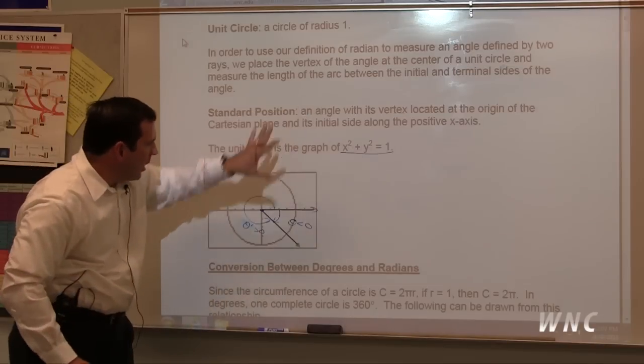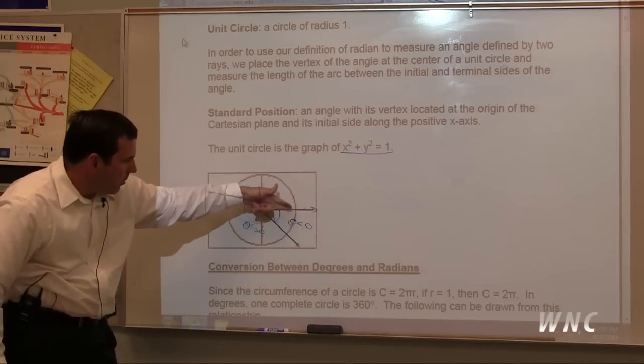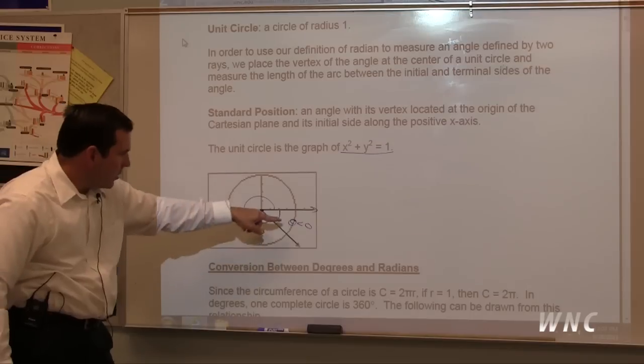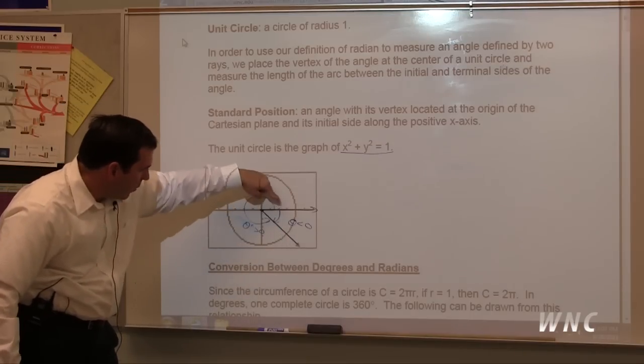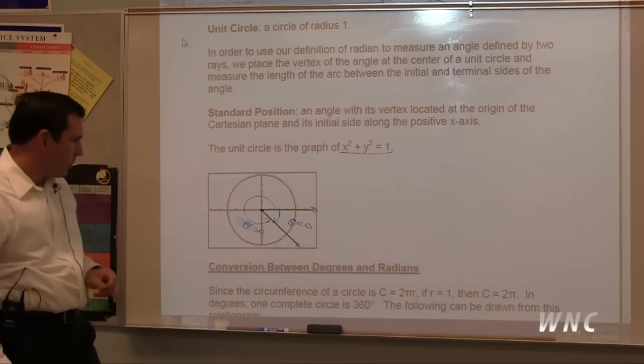But we could take our angles and put them on the unit circle, and then we could discuss them in radian measures. How much of the radius is this angle?